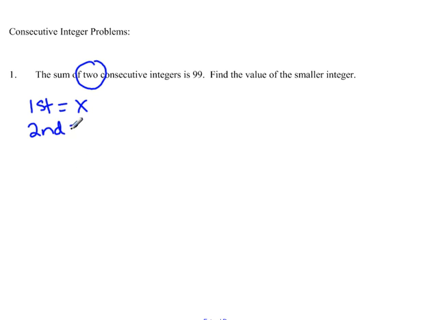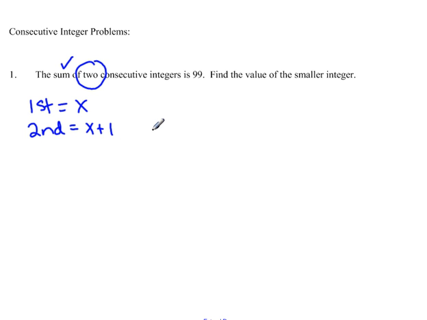Depending on the type of integer problem you have, the second and or third or however many integers you have could be different. So consecutive integers means one right after the other. So to get from one consecutive integer to the next, we add 1. So I'm going to add 1 to x. Okay, so now we've defined our two integers. The first one is x, the second one is x plus 1.